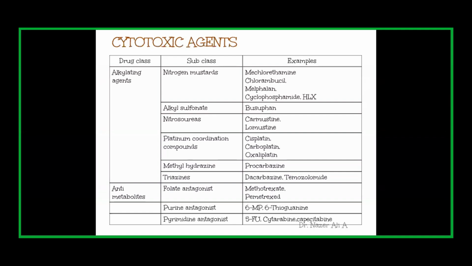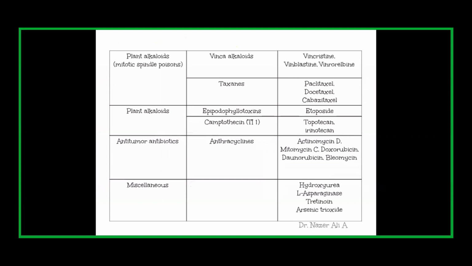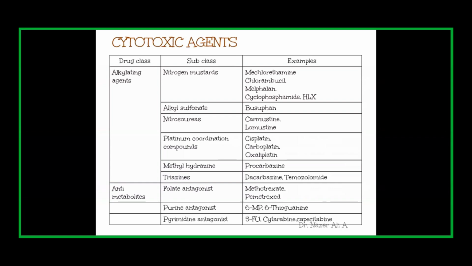Okay, so we have alkylating agents, anti-metabolites, some plant alkaloids which are mitotic spindle poisons, certain anti-tumor antibiotics, and some other miscellaneous drugs like L-asparaginase. Under the alkylating agents, we have nitrogen mustards, alkyl sulfonates, nitrosoureas, platinum coordination complexes, and methyl hydrazine and triazine. So all these classifications you all will be knowing. You might have studied them in pharmacology in your third year.